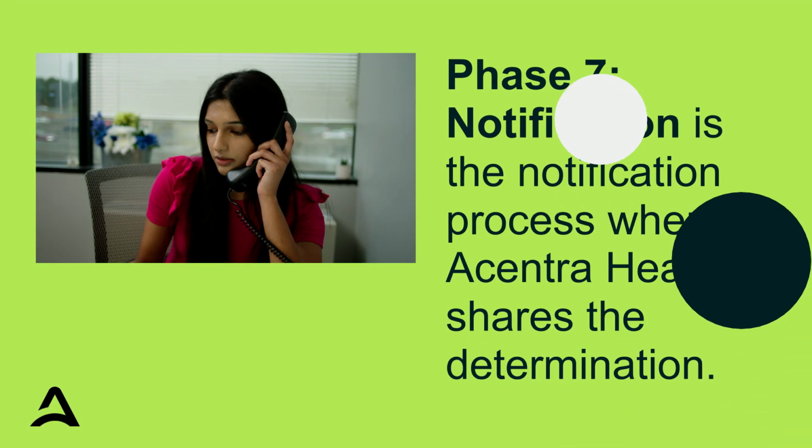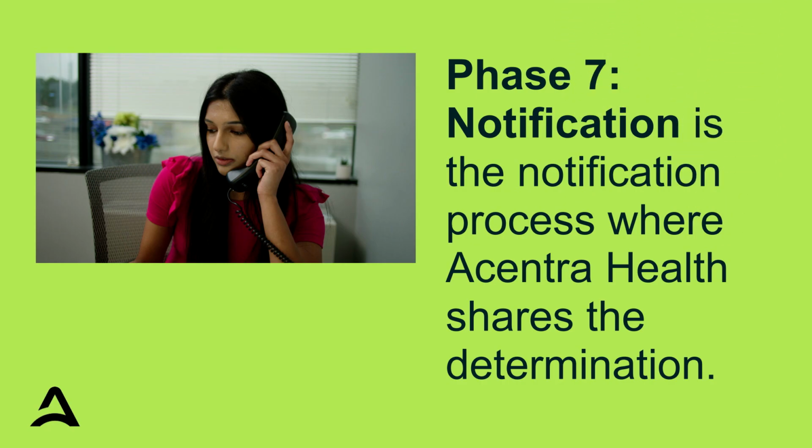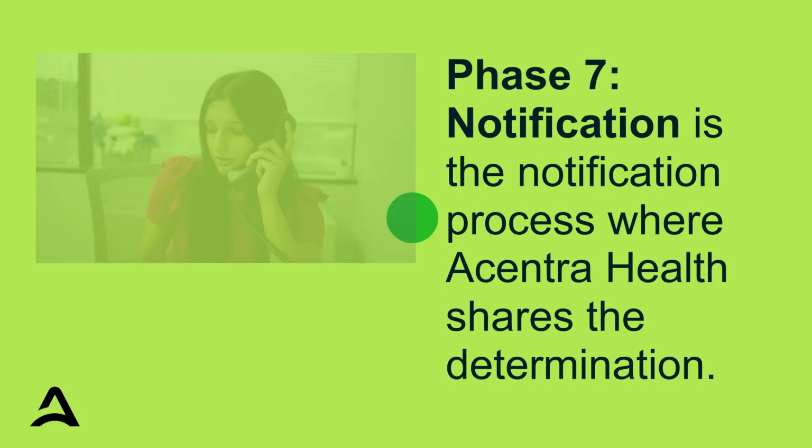Phase 7 is the notification process where Acentra Health shares the determination with the patient and healthcare provider. Acentra Health contacts patients and acute care facilities, such as a hospital, by phone. Medicare Advantage plans are also contacted by phone for acute appeals. All other providers are sent a fax within 30 minutes of notification of the patient.